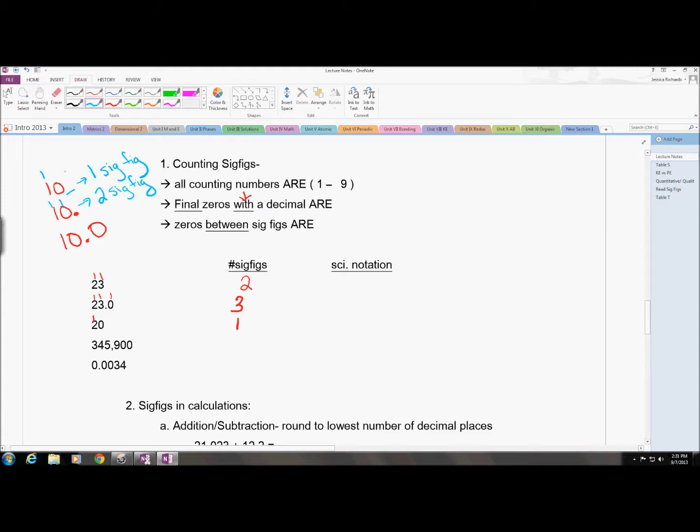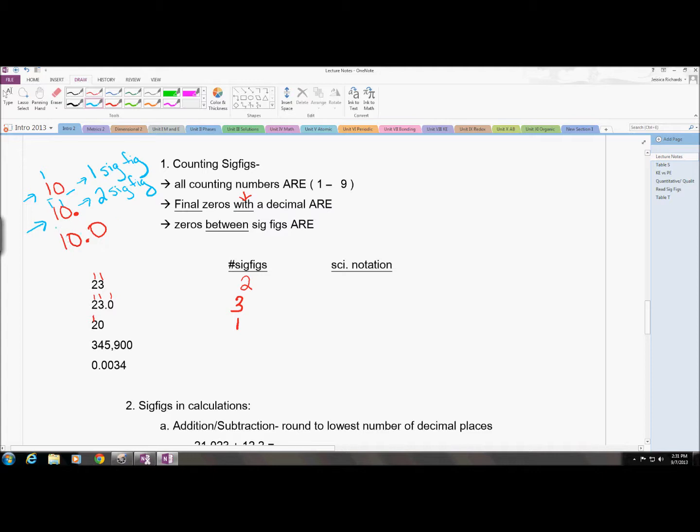So what this means is that this instrument was marked to the 100th place and they've estimated the tens. This instrument would have been marked to the 10th place, tens, T-E-N-S, and estimated the ones. Okay? That just leaves us with this 0 right here.